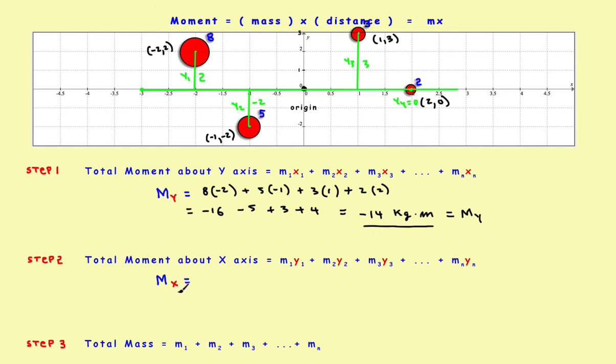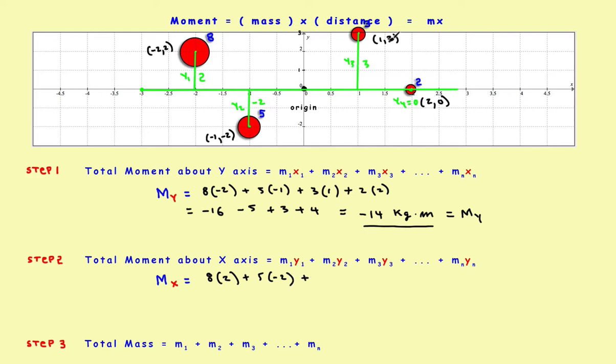So again, when you want the moment about the x-axis, you use the y distances. So it's the vertical distances to the axis. So in this case, it's still going to be the same thing. It's going to be the first mass times its distance, which is 2, plus the second mass, 5 times a -2. So you've got 5, and this distance is a -2.